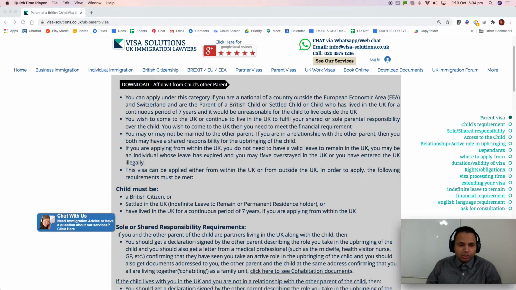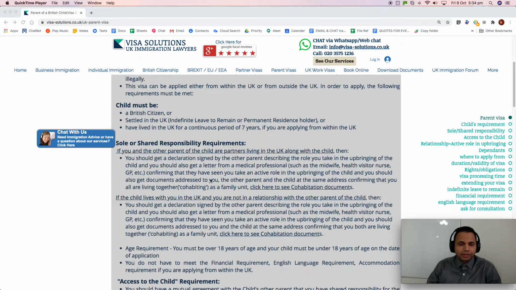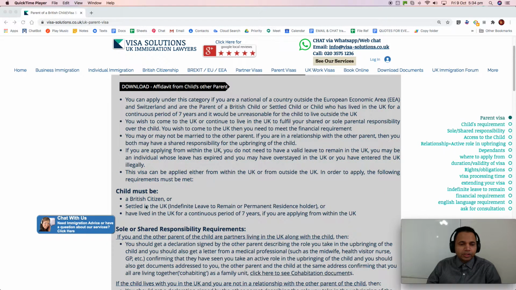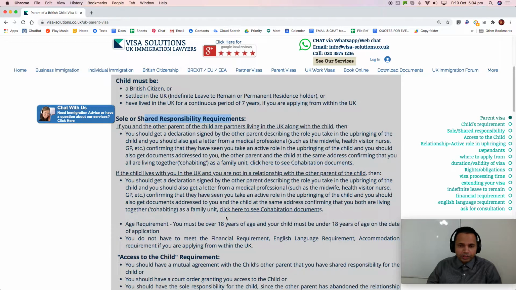These are all the details. You may read all the requirements. These are quite self-explanatory about the sole responsibility. So here are the main ones. The child must be British, settled in the UK, or have lived in the UK for 7 years. And then sole or shared responsibility. This will give you the details.